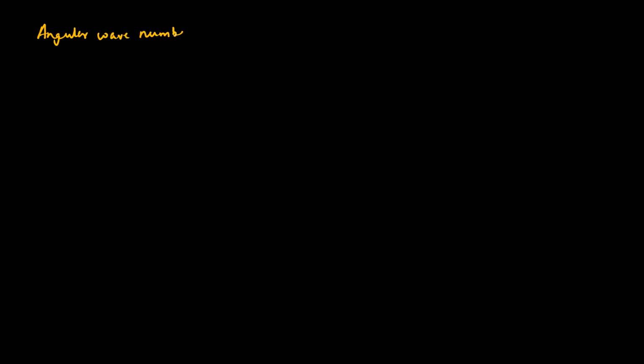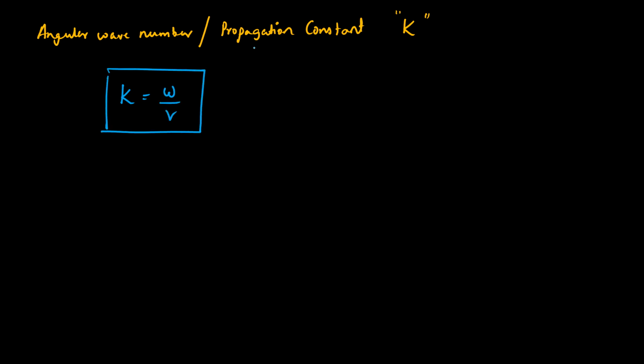Angular wave number, also known as propagation constant, is represented by k, and this k is given by the formula omega divided by v. This is one of the relations, and one more relation is 2 pi divided by lambda. This is known as your angular wave number or propagation constant.